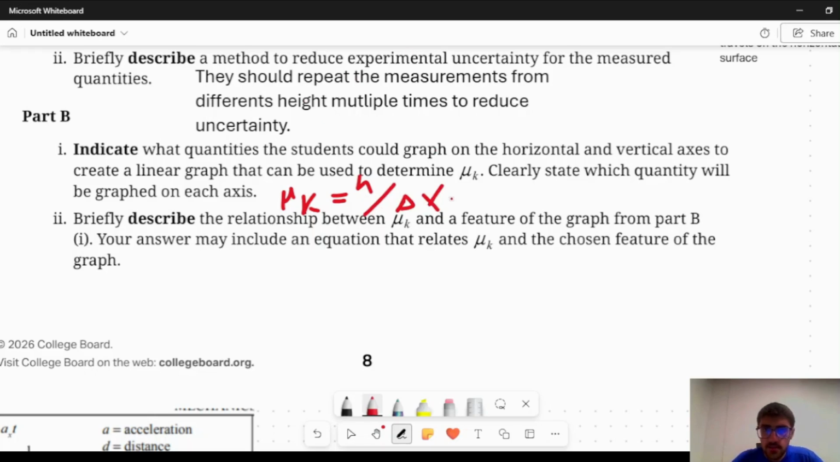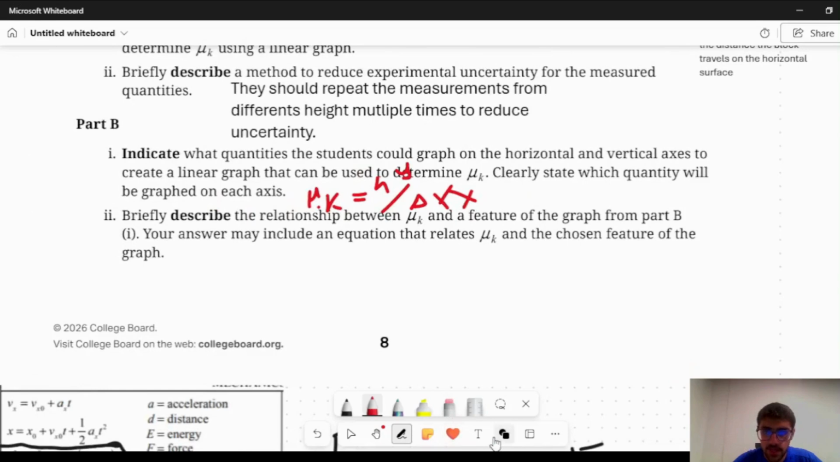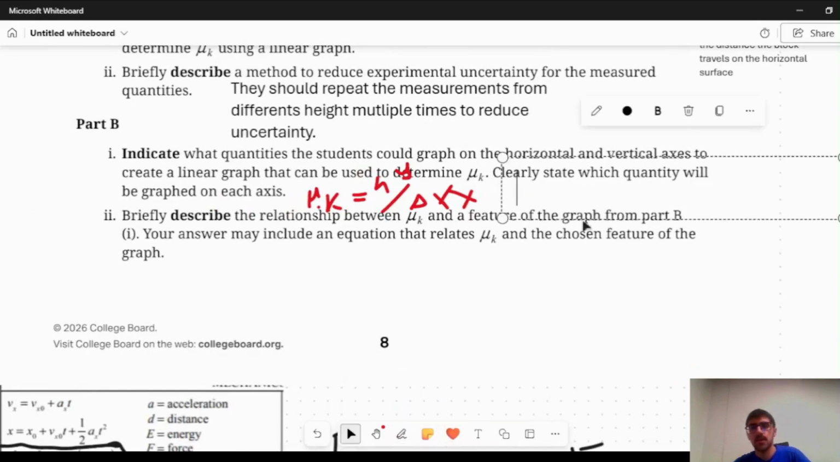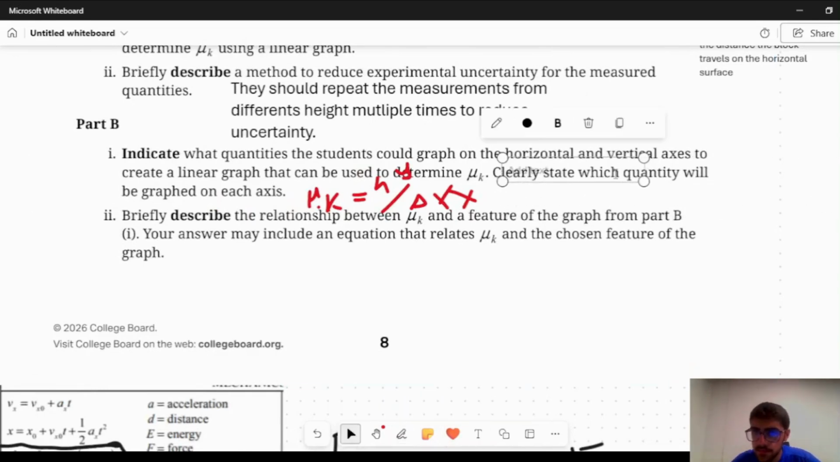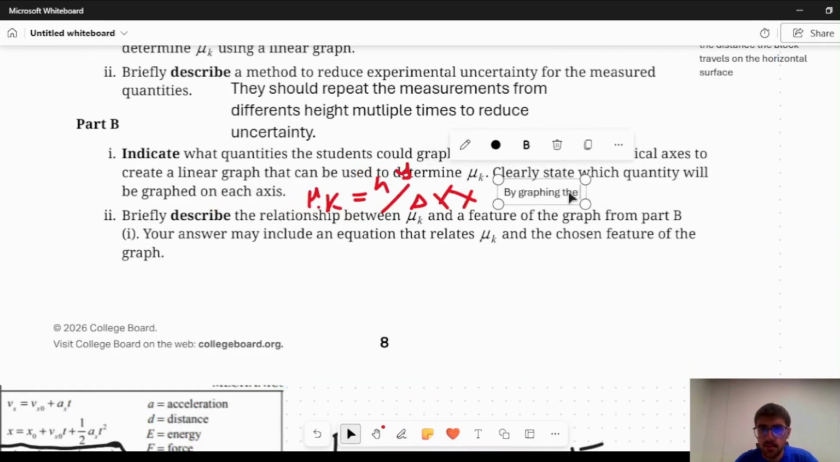Okay, so if we assume that this is the slope, this is the y, this is the x, and so the slope would be mu k. We just clearly state, we indicate using text, not like write something. You just say, by graphing. And remember, we can't use h and delta x because that's not given, unless you label them off to the side, but it's safe to do it this way.